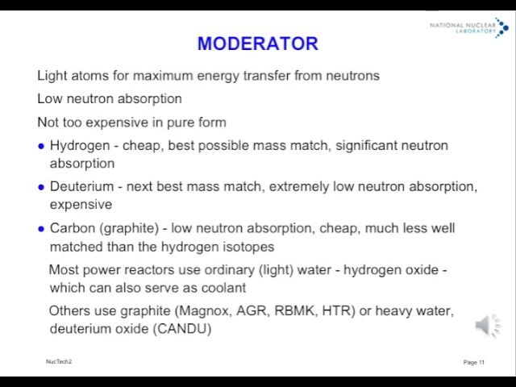The moderator. This has already been discussed, but to recapitulate it must be composed largely of light atoms, a poor absorber of neutrons, and preferably inexpensive. Of the light elements used, hydrogen is cheap and has the best possible mass match, but absorbs some of the neutron flux. Deuterium has the next best mass match and extremely low neutron absorption, but is expensive to separate from the predominant lighter isotope. Heavy water can represent about a quarter of the capital outlay for a CANDU reactor.